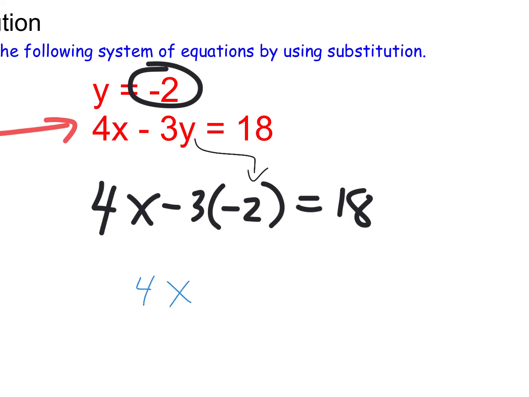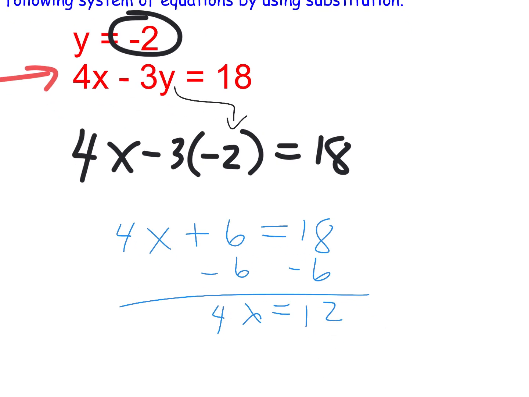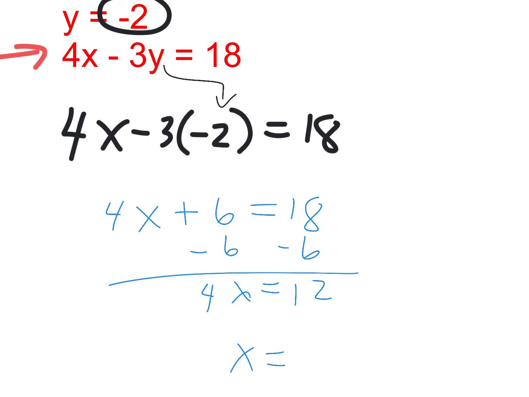4x, there are 2 negatives there, makes that plus 6. And I'm subtracting 6. 4x equals 12. Ooh, that's the one I can do in my head. X equals 3. Do you get how you use substitution?